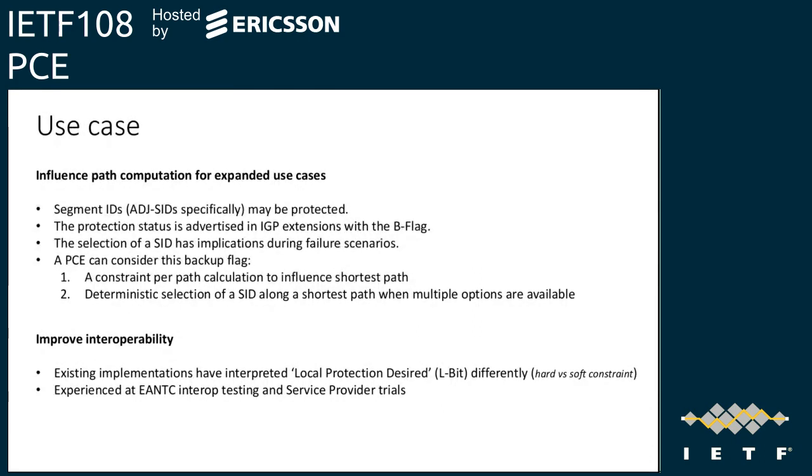So just to rehash for those that haven't seen it or missed it, the use case is really to cover 2 situations. One is to influence path computation for expanded use cases, and the other is to improve interoperability. For the expanded use cases, today in the IGP your adjacency SIDs are advertised with a backup flag associated with them, which indicates whether or not LFA is available for that segment ID. Using this backup flag, when the PCE goes to choose a path, it can influence whether or not that link is part of the path, and there could also be a deterministic selection of a SID along a given path.